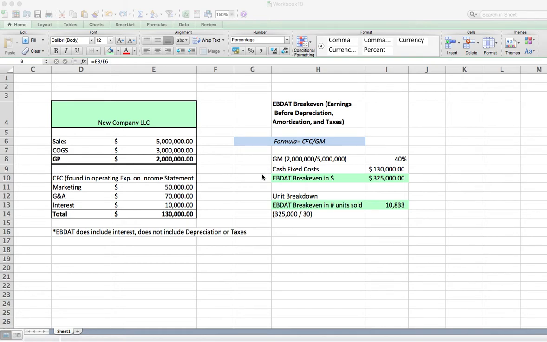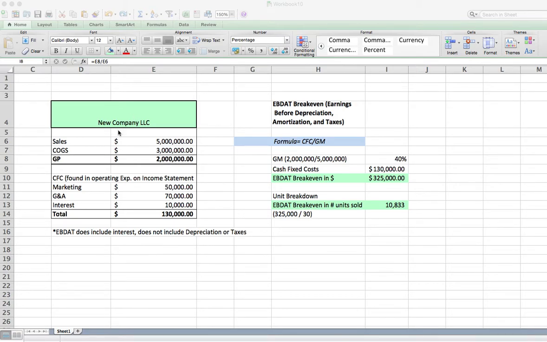Entrepreneurs or anyone looking to start a business, or in the stage of initially just getting started in your business, we're going to take a look at EBDAT breakeven, which is your earnings before depreciation, amortization, and taxes. And this is really important for entrepreneurs or people that are in just that initial stage of starting a business, because a lot of people even call this the cash flow breakeven, and it really just focuses on your cash flow expenses versus all of your income statement costs.